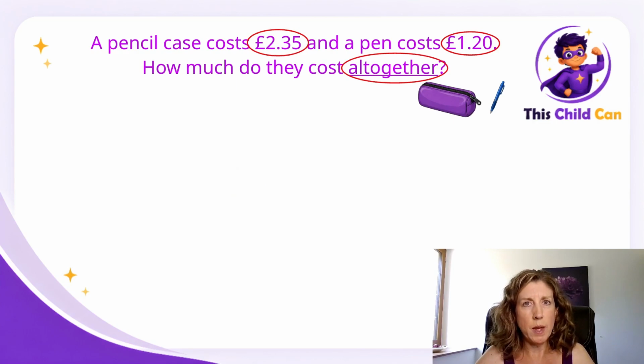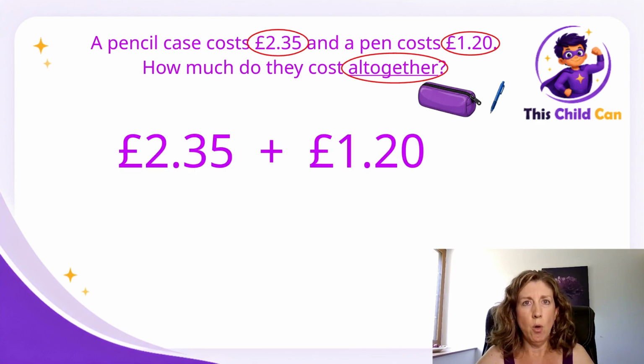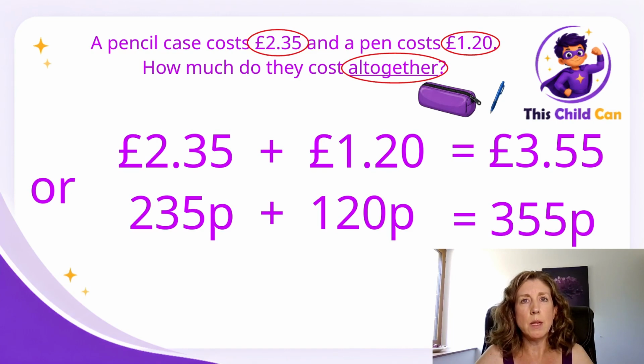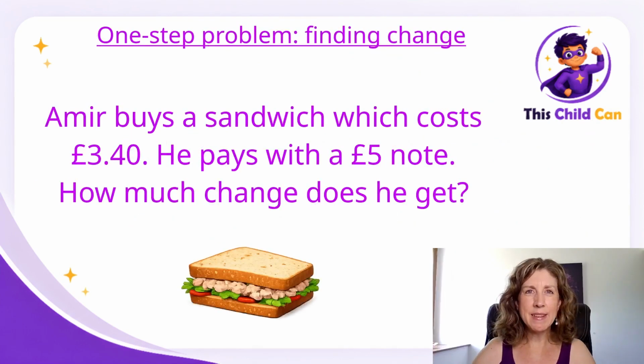Our two choices: we can add £2.35 and £1.20, or we can convert to pence. We could do 235 pence plus 120 pence. We get the answer of either £3.55 or 355 pence. But the important thing to know is that children have to be consistent. They either need to calculate in pounds or they need to calculate in pence and then convert it back to pounds if needed.